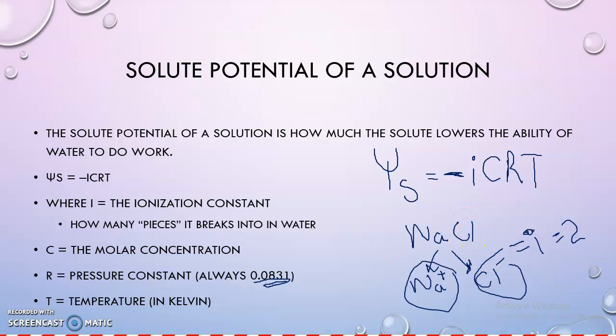Something like glucose that does not dissolve in water, that stays in one piece, is going to have an I of 1. And pretty much those are the two that you're going to use. You're either going to use glucose, sucrose, something like that, whose I value is equal to 1, or you will have an I value equal to 2 because you're talking about salts. And again, these I constants for both glucose and for this salt are going to be on your AP formula sheet.